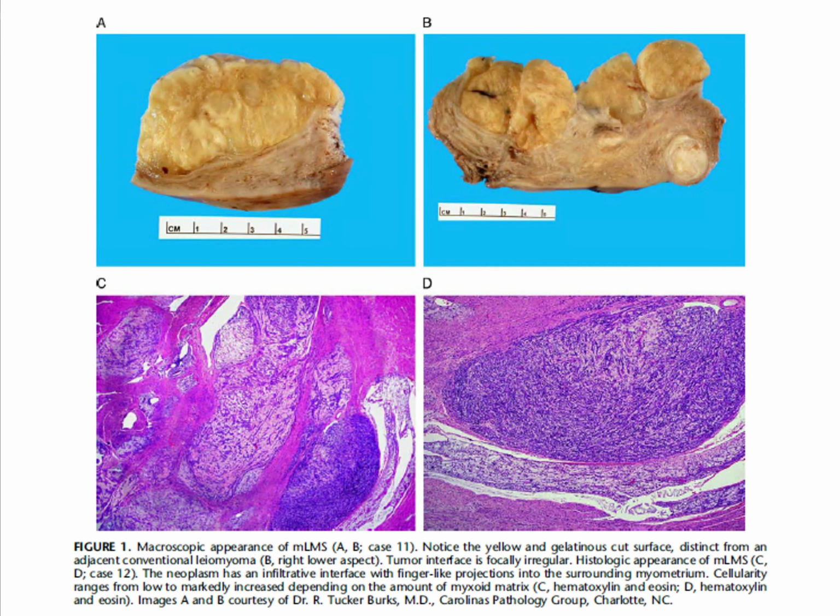This is a figure from the paper showing a macroscopic appearance of myxoid leiomyosarcoma. You can see it is sort of yellow and gelatinous, especially as compared to, in figure B, a conventional leiomyoma at the bottom right-hand corner of that picture. And then you can see the infiltrative interface with the tumor and the myometrium.